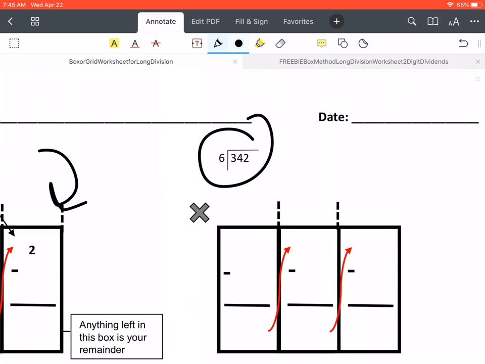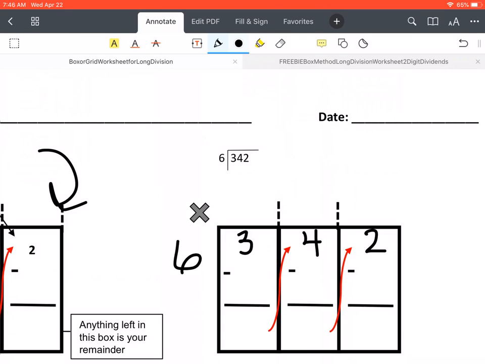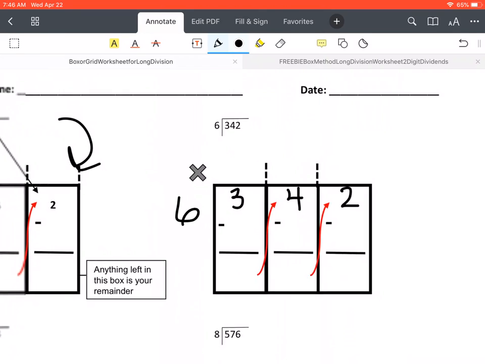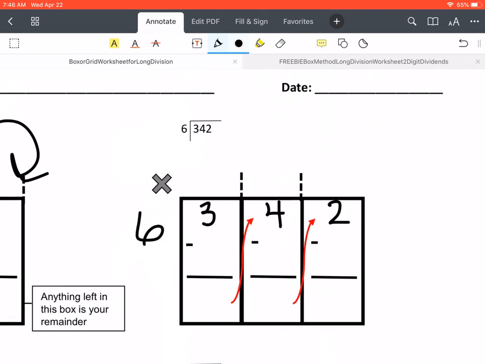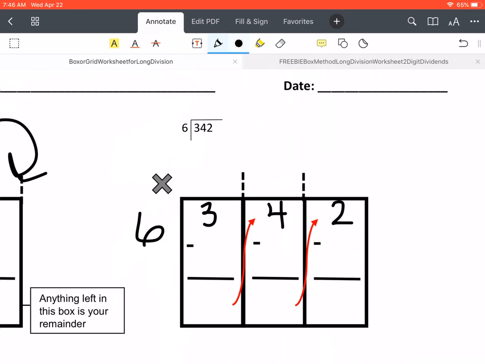So for this one, we have 342 divided by 6. So again, you're going to separate the numbers, 3, 4, 2, and then 6 will go on the outside. Okay? So then you're going to do the exact same thing as you did on the first page. Here, so I'll just go ahead and do a problem like this too.